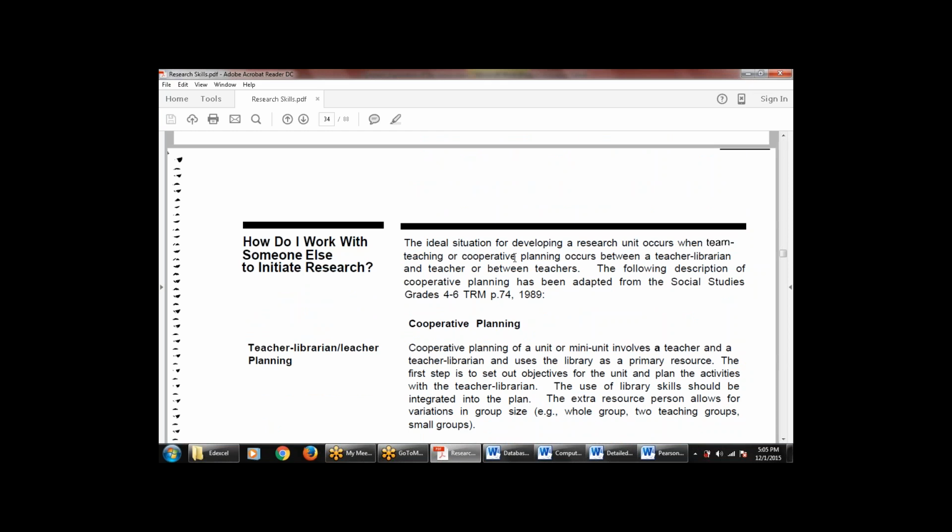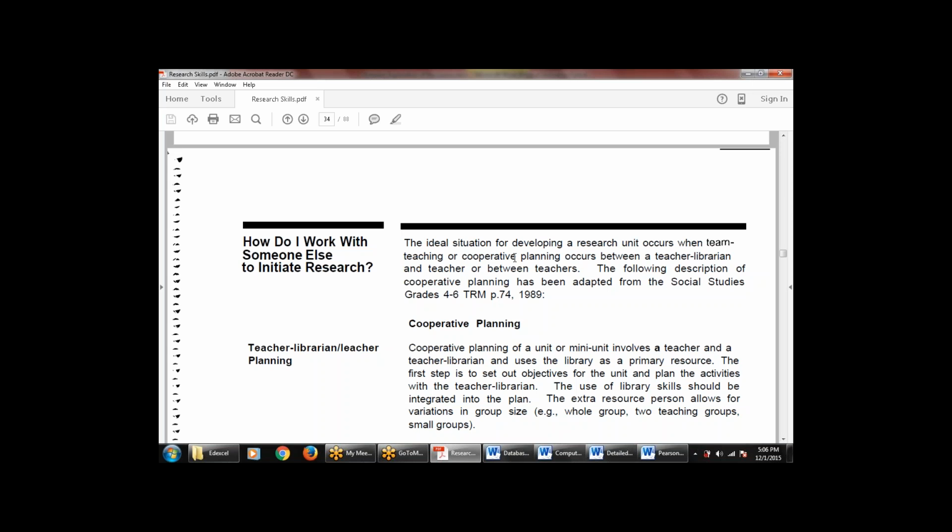So the proper situation for developing a research unit is when team teaching or cooperative planning occurs between the teacher librarian and the teacher, or between teachers. That is the ideal situation for developing the research unit. The following description of cooperative planning has been adapted from the Social Science Grade 6 TRM, page 74, 1989.